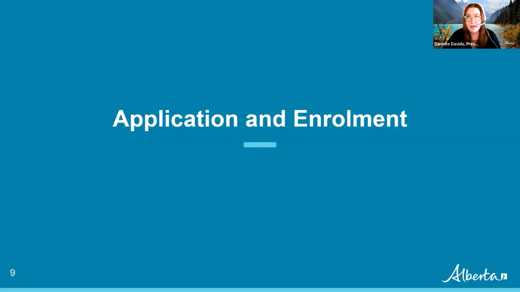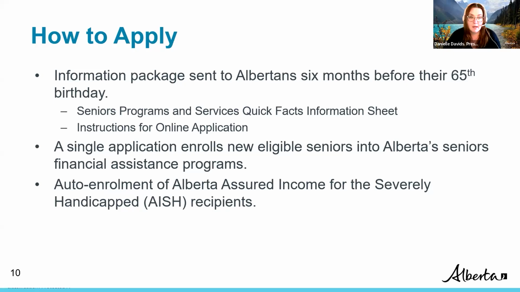Okay, so in order to understand the online services that are available and how these are working for Alberta seniors, we need to talk a little bit about applying and enrolling for these seniors benefits that I just mentioned first. So first of all, how to apply. Recently, there were changes made to what we call the Turning 65 information package, which is a package that's sent to all Albertans who are about to turn 65, and it's sent 6 months before their birthday.